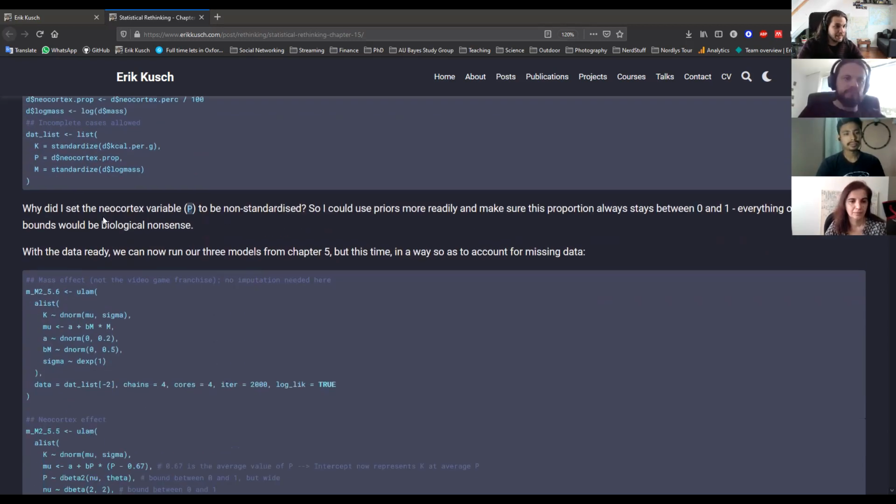So you may now ask, why did I not standardize? Again, just so I have an informative prior here that I can actually make use of. With all of that ready, I just run the models from chapter 5, when we still ran QAP. So I now make these into ULAM models. I think you can do the same in ULAM. I'm not an R person, right?